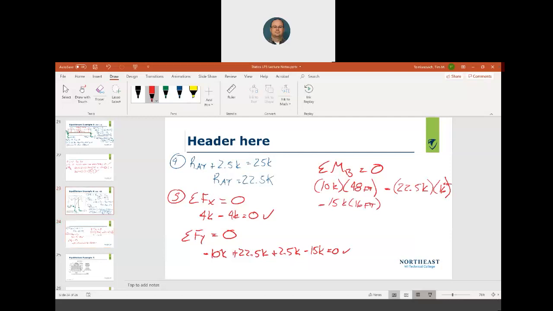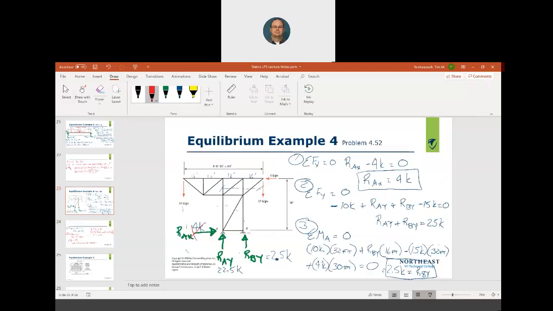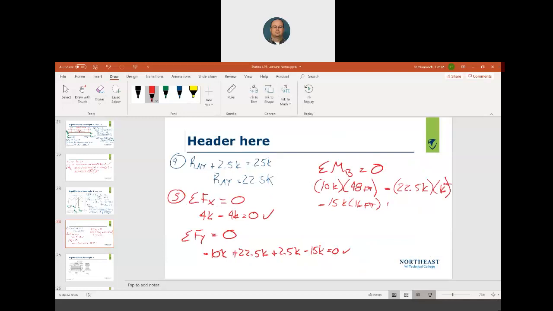Okay, and then the last one is the 4 kips. That is going counterclockwise, so that's a positive, times 30 feet. Plus 4 kips times 30 feet. Should approximately equal 0. And let's see if that does.